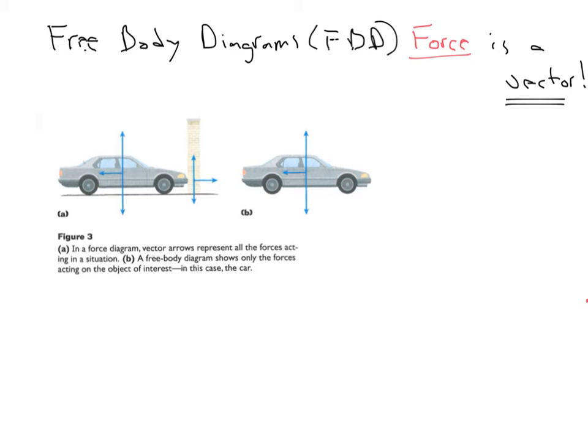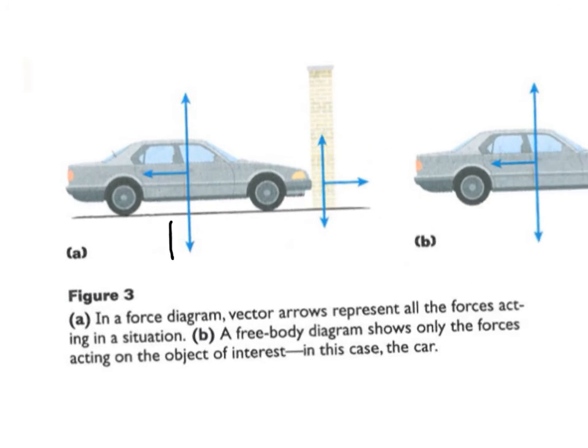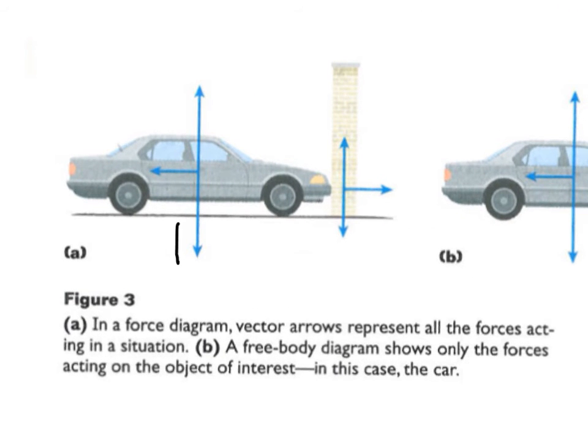And on a free body diagram, I would like you guys to label the forces. So actually, if we zoom in on this, I'm going to label this force as the force of the wall on the car. This downward force is the force of gravity on the car. And then the upward force is the force of the floor on the car, right? So this is the force of the floor on the car.